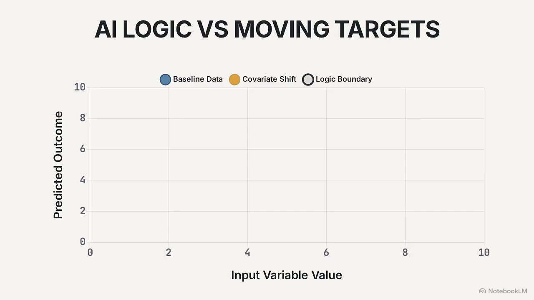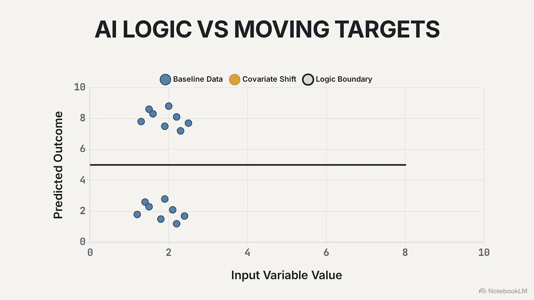This scatterplot represents data drift, specifically covariate shift. The model's logic remains intact, but incoming variables shift from the baseline. In the OR, this manifests when patient demographics change or robotic sensors undergo physical degradation.